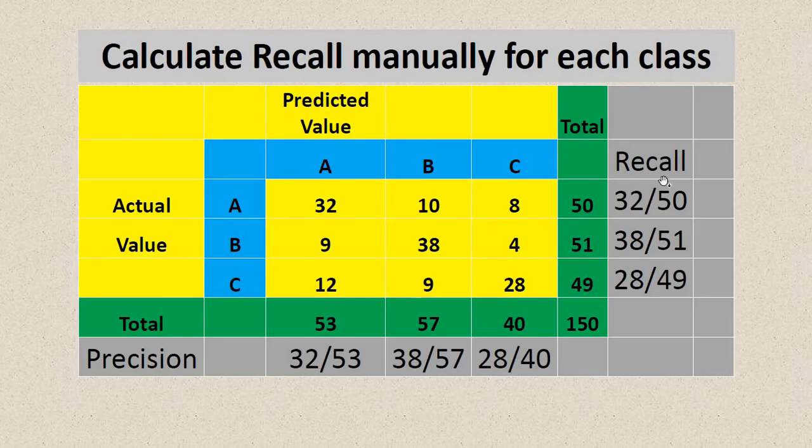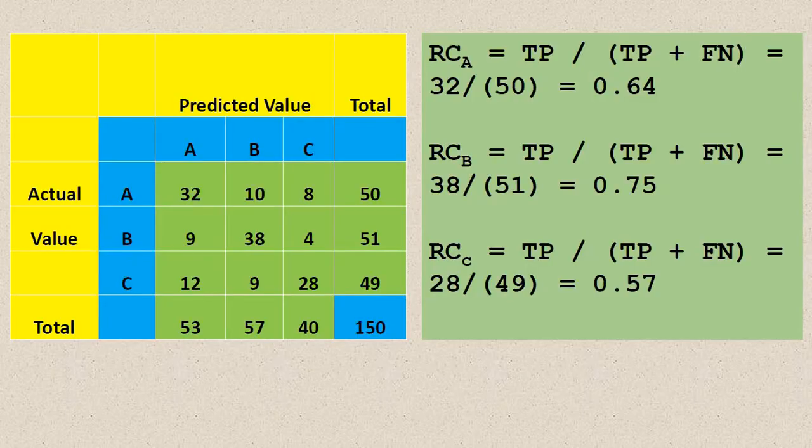So if you want to calculate the recall, it will be the actual value for class A divided by the total actual for class A, which will be 32 by 50. Similarly, for class B it will be 38 by 51, and for class C it will be 28 by 49. So this is how, mathematically, if you don't want to remember the formulas, you can use your intuition to calculate recall and precision. And if you are more comfortable with the formulas, you can use them.